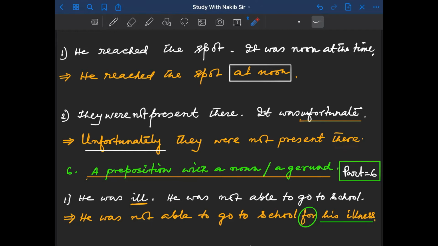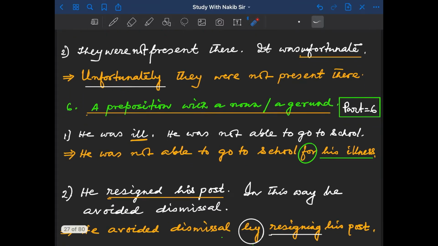Okay, now come to the sixth element. Two or more simple sentences can be combined into a single simple sentence by using a preposition with a noun or a gerund. That means the syntax will be like this: a preposition plus a noun or a gerund. Okay, this is the structure. You know what a noun is, but what is a gerund? Gerund is also very simple.